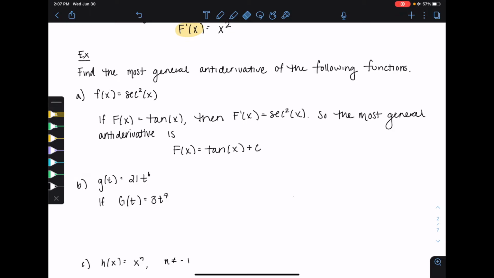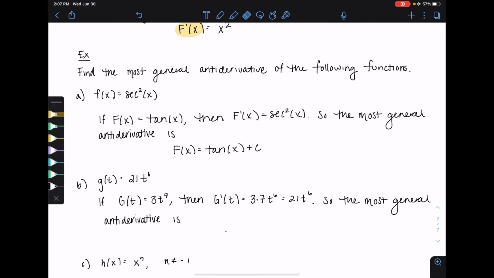Why do we pick that? Because when the 7 gets brought down in the derivative to the front, 7 times 3 will give us 21. So g prime of t would be 3 times 7t to the 6th, which is exactly 21t to the 6th. So the most general antiderivative we have is 3t to the 7th plus c.